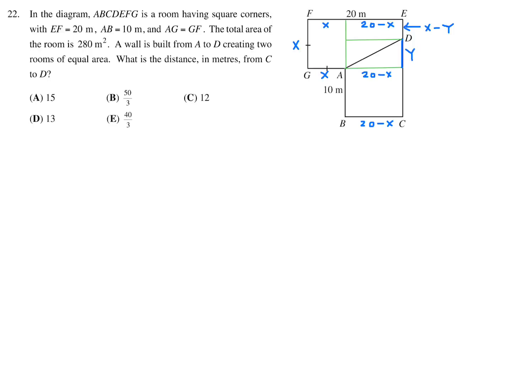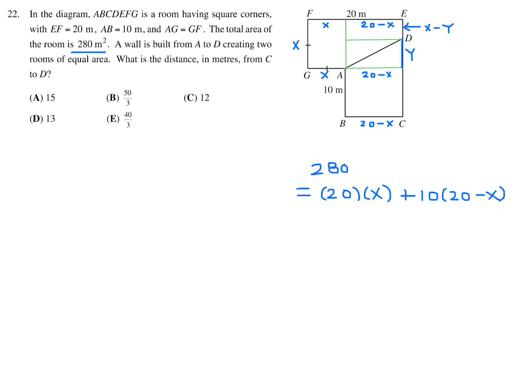Okay, first let's work with the fact that the total area is 280. So how do I get the total area? Well, 280 is the total area, right? And that is equal to what? Just using our variables, this whole thing is 20, right? And this is X. So that rectangle has an area of 20 times X. Correct? And then I have to add this shape, or rectangle most likely, and it looks like the dimensions are 10 and 20 minus X.